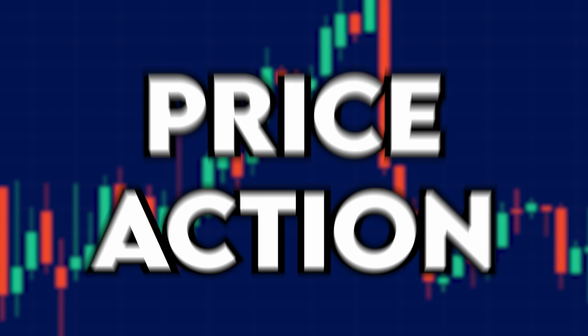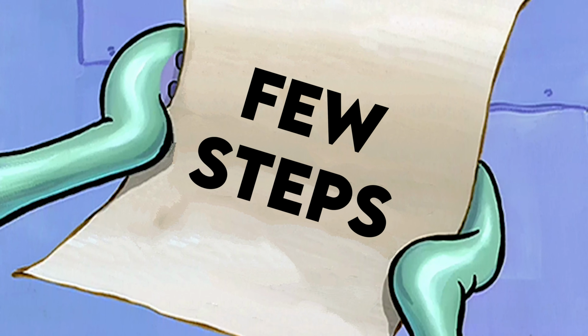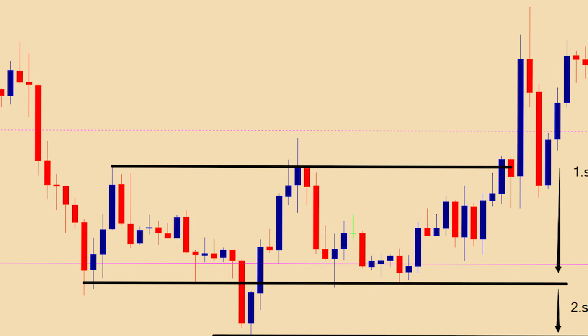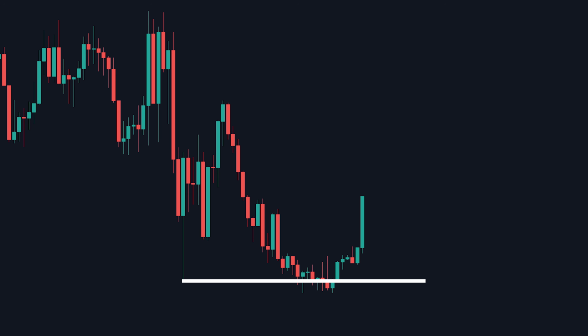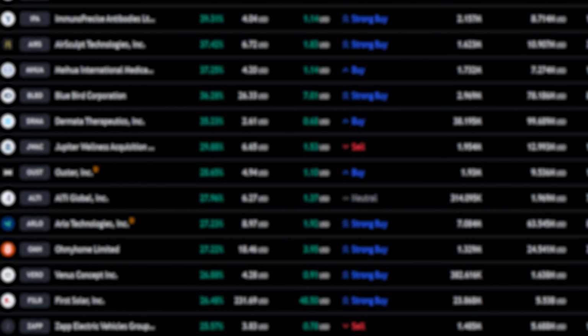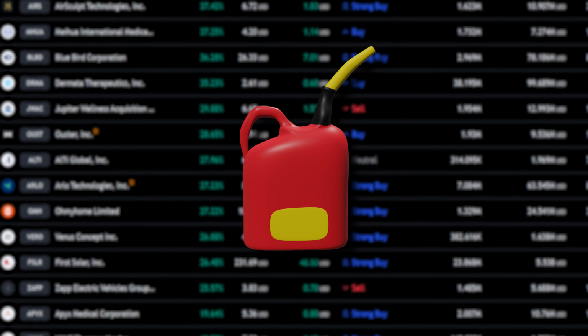So this strategy is price action based, and really it only has a couple steps. For the first step, we are looking for what's called a liquidity grab. A liquidity grab is simply when price breaks a support or resistance and does a fake out and heads in the opposite direction. We want a liquidity grab because it adds fuel to the reversal we are looking for.